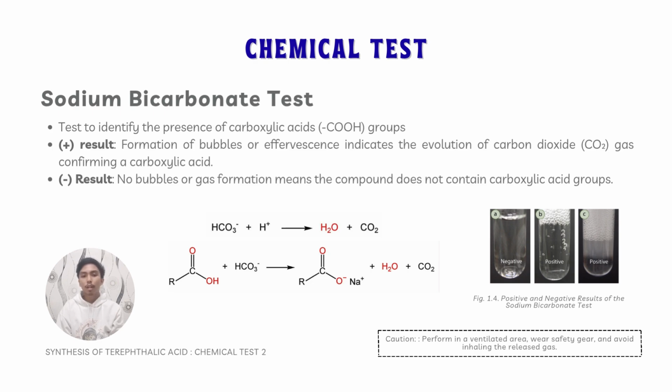Another test that can be used to characterize terephthalic acid is the sodium bicarbonate test. This test detects the carboxylic acid groups present in a compound. Its main focus is the reaction between the acid and the sodium bicarbonate, where the acid donates a proton to the bicarbonate ion. This produces carbon dioxide gas, water, and a salt as shown in the reaction equation. The formation of bubbles indicates the release of carbon dioxide gas, a positive result confirming the presence of carboxylic acid groups. Therefore, we can conclude that the compound tested is terephthalic acid which contains these groups. As a safety reminder, perform this test in a well-ventilated area and wear proper protective gear since carbon dioxide gas is produced.